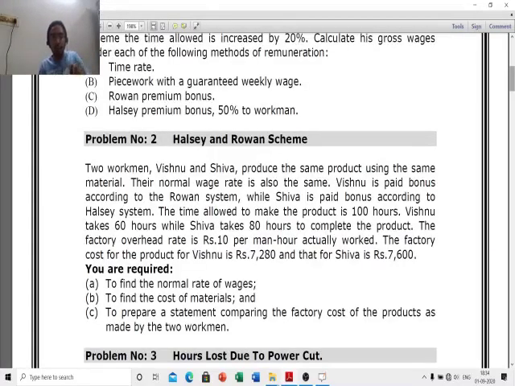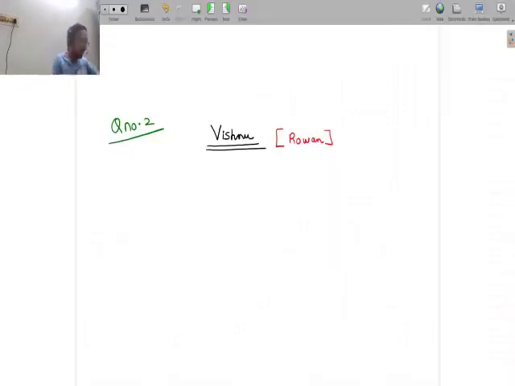Now let's start looking further. Both of these people produce the same product using the same material, as the first line of the question tells. So what this means is the material cost is going to be the same. Whether Vishnu manufactures one unit of that product or Shiva manufactures one unit, the material cost for manufacturing one unit will remain the same. Which is not told in this question, so I'm going to assume that to be a variable M. So the material cost of manufacturing one product is M. I don't know what that M is.